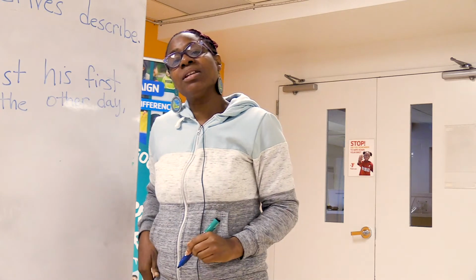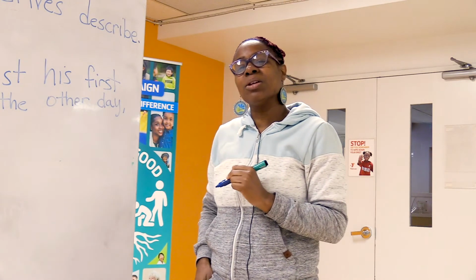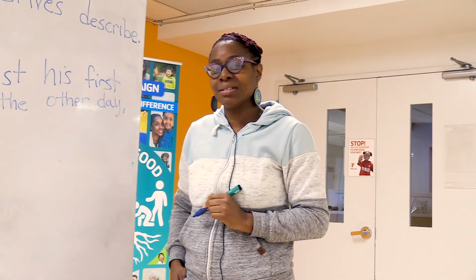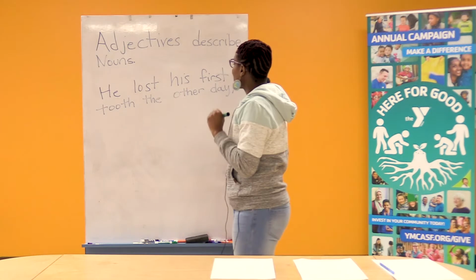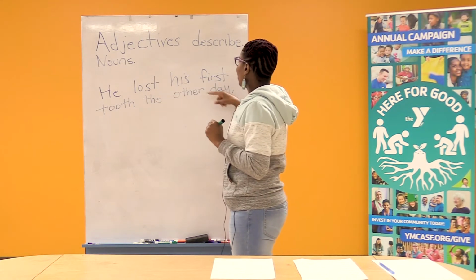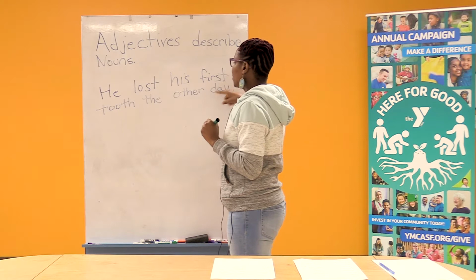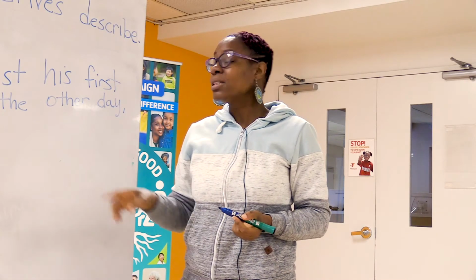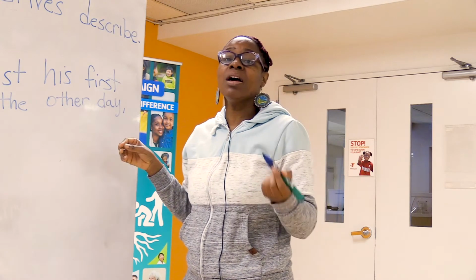What is the adjective in the sentence? It might be a little bit tricky because it might not sound descriptive, but it actually is. If you said first, you are correct. He lost his first tooth the other day. First is the adjective, tooth is the noun. What kind of tooth was it that he lost? It was his first tooth.